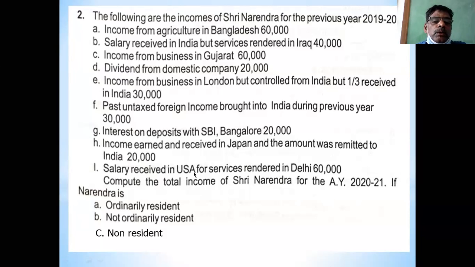Then salary received in USA. Salary is received in USA, not in India, for services rendered in Delhi. Where is Delhi? Delhi is in India. Therefore, it is earned in India. Earning is in India. Therefore, it is taxable to all. Okay. Taxable to all. You prepare the chart and ascertain the income.